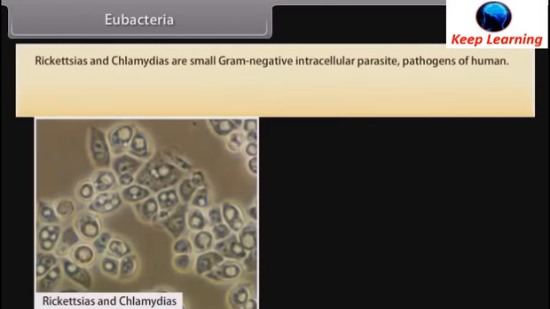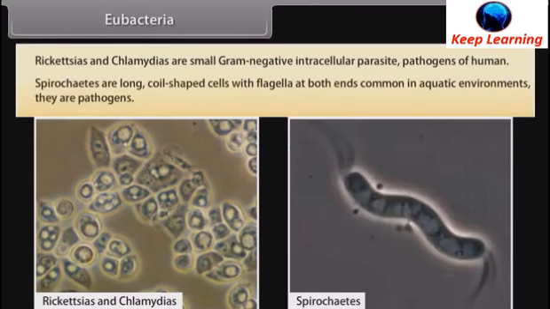Rickettsias and chlamydias are small Gram-negative intracellular parasites, pathogens of humans. Spirochetes are long, coiled cells with flagella at both ends, common in aquatic environments. They are pathogens.